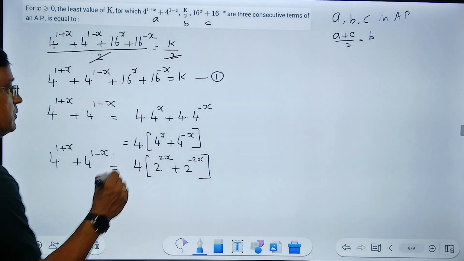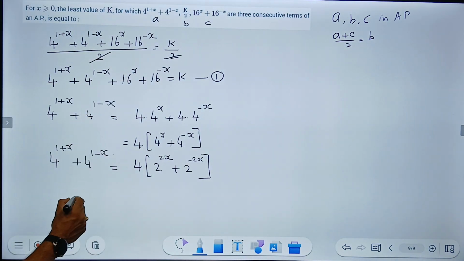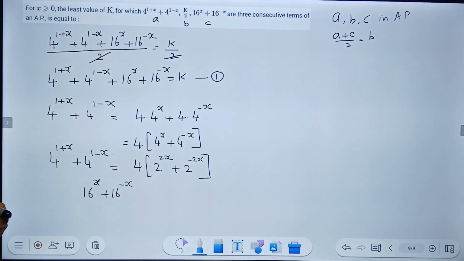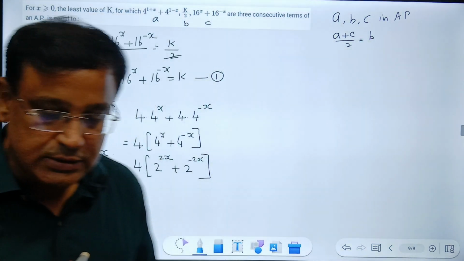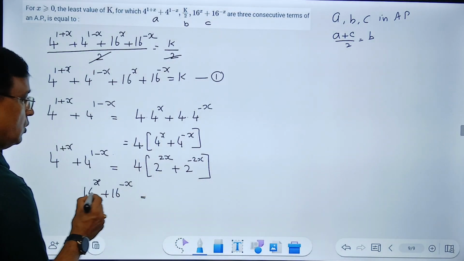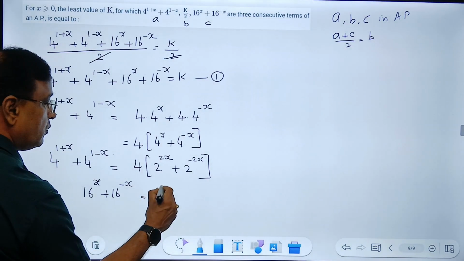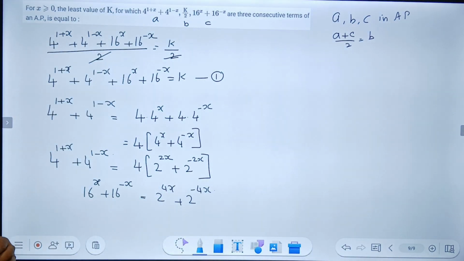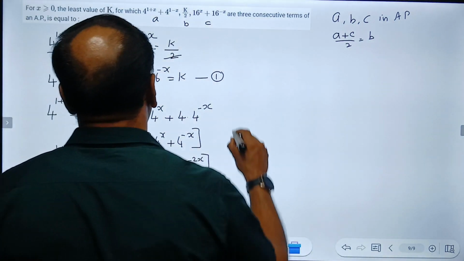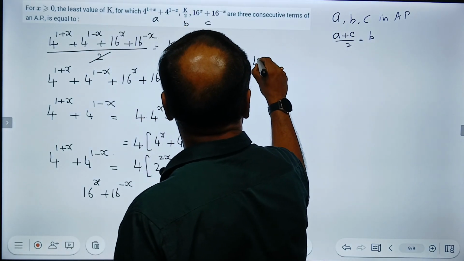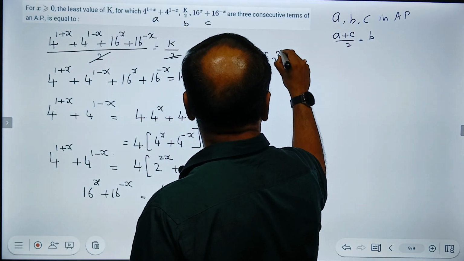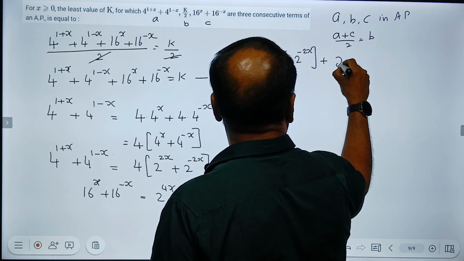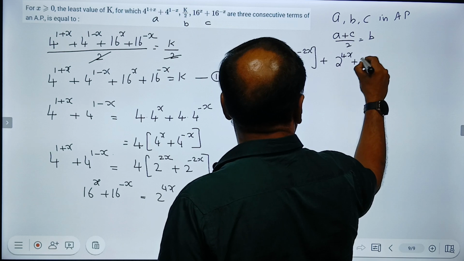Fine. This is done. Now I'll take the next one and try to write in terms of powers of 2. 16 power X plus 16 power minus X. Can I say 16 is 2 power 4. So this is 2 power 4X plus 2 power minus 4X. Now take all these things and put it here. So what do you get? This is 4 into 2 power 2X plus 2 power minus 2X plus 2 power 4X plus 2 power minus 4X equal to K.